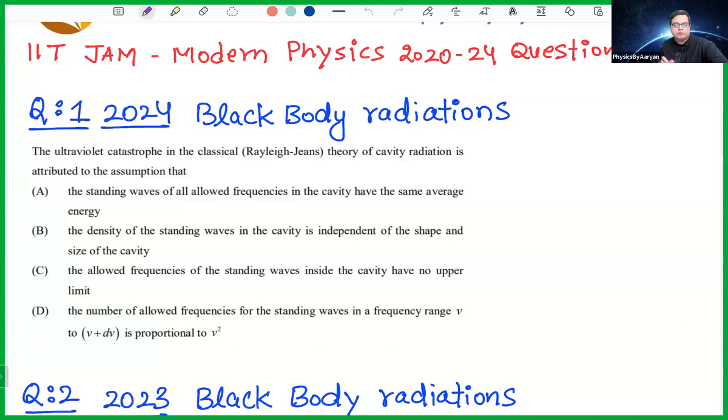So welcome everyone. Welcome to today's session. In today's session, we are going to discuss the last 5 years of IIT JAM PYQs, and we are going to touch the modern physics topic.